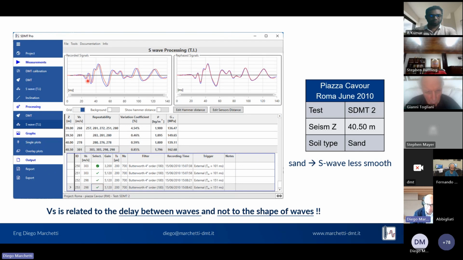Remember, the shape of the wave is not important. What is important is the delay and its consistency, which should remain persistent for the initial part of your first 1.5, 2 periods of the wave.